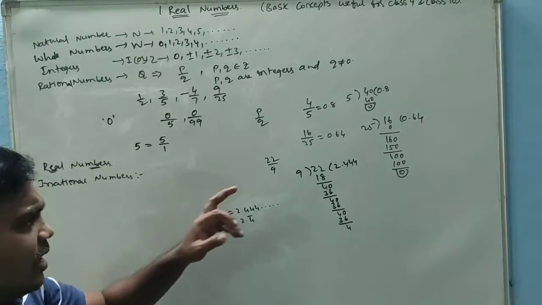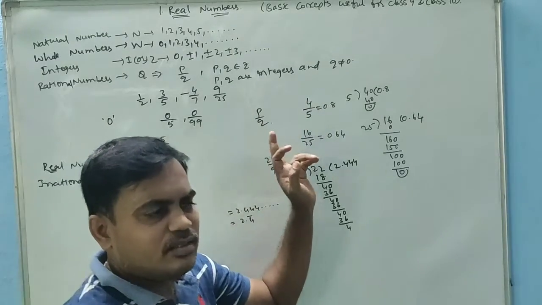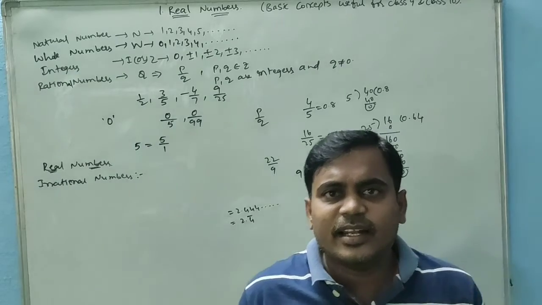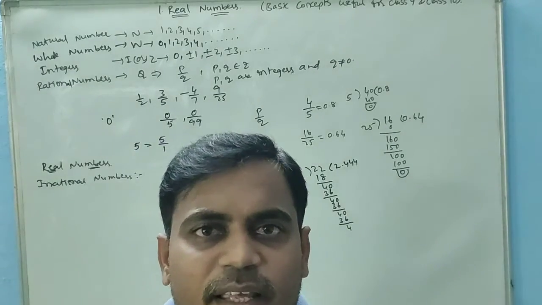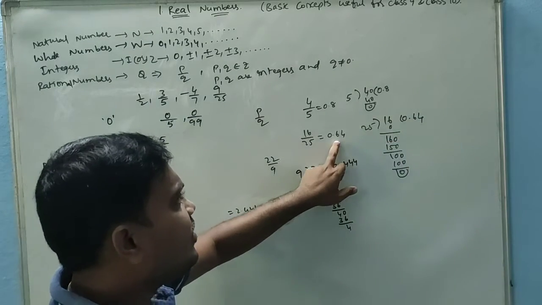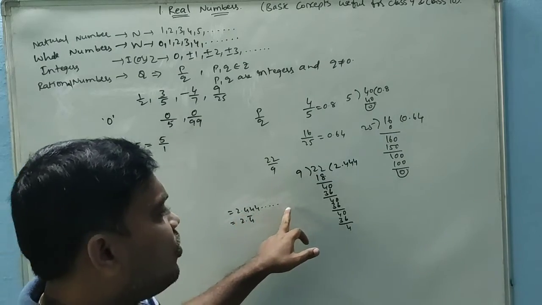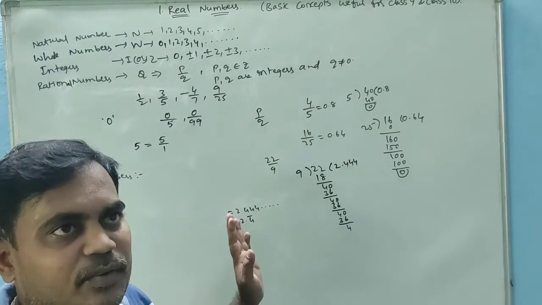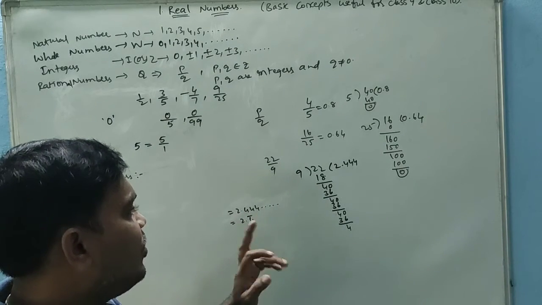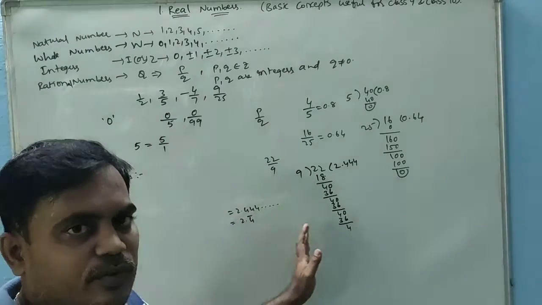So if we divide a fraction, converting into decimal form, it is either terminating or non-terminating recurring decimal. 0.64 is terminated, 0.8 is terminated, but 0.44444 and so on continues and won't end anywhere. So 444 continuously, I write 4 bar. 4 bar means 4444 like that.